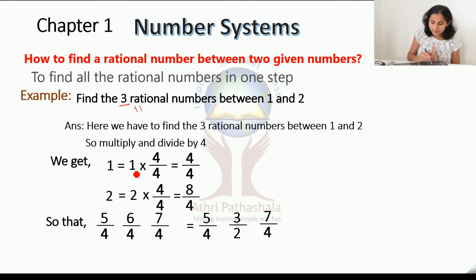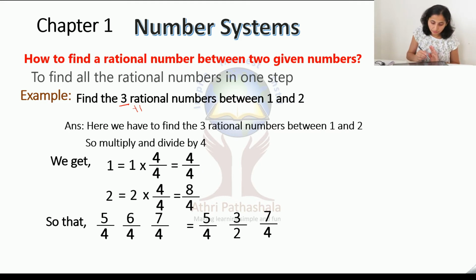So 1 is equal to 1 into 4 divided by 4. I am dividing and multiplying by 4, we will get 4 divided by 4. And for the 2 also, 2 into 4 divided by 4, 4 2s are 8, so 8 divided by 4. So between 4 by 4 and 8 by 4, the denominators are the same. Therefore, we have to change the numerators.